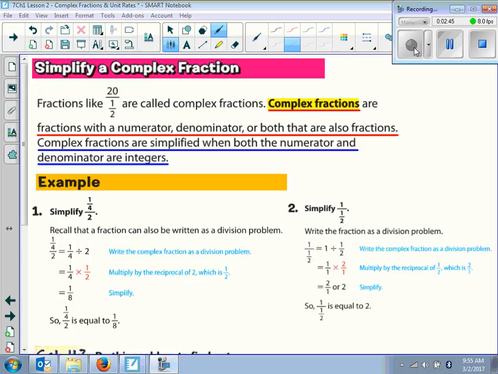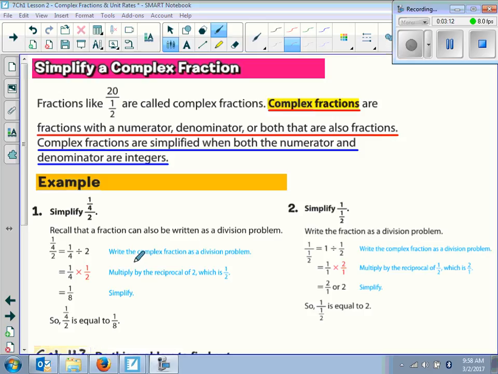All right, so the next part is to simplify a complex fraction. Please make sure you write down this definition, the red and the blue. Complex fractions are fractions with a numerator, denominator, or both that are also fractions. Complex fractions are simplified when both the numerator and the denominator are integers.